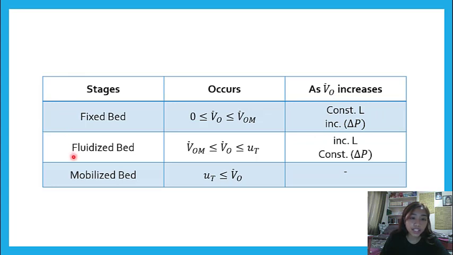And the fluidized bed occurs starting at the minimum fluidizing velocity up to our terminal settling velocity. And at this stage, the bed height is increasing, and the delta P is constant. Then lastly, the mobilized bed occurs at the terminal settling velocity.